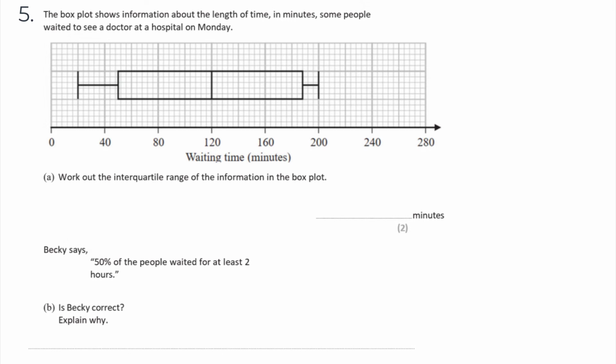Question 9. The box plot shows information about the length of time in minutes some people waited to see a doctor at a hospital on Monday. Work out the interquartile range of the information in the box plot. Okay, so in this box plot, this down here is Q1, the lower quartile, and this up here is Q3, the upper quartile. To work out the interquartile range, you're going to be subtracting Q1 from Q3. So it's Q3 minus Q1 basically. In other words, it's the width of the box. That is what you're calculating.